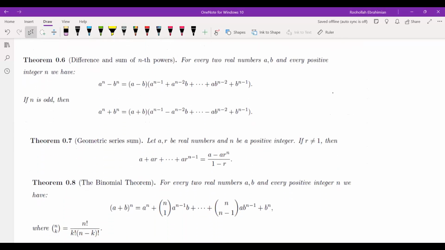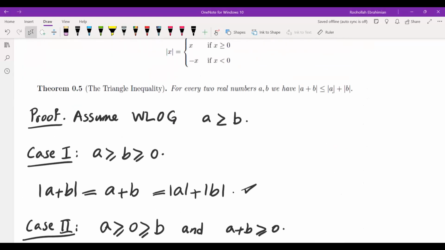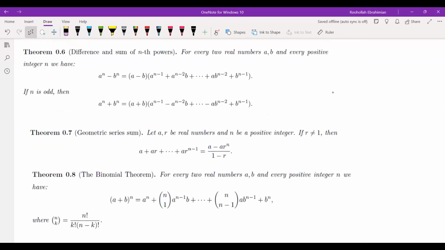Okay, so that's a very important property of inequalities. That's a very important inequality. Absolute value of a plus b is less than or equal to absolute value of a plus absolute value of b. Very important inequality, and we're going to keep using that throughout the course. Okay, here are some identities. These three identities are also very important, and we're going to keep using them throughout this course.